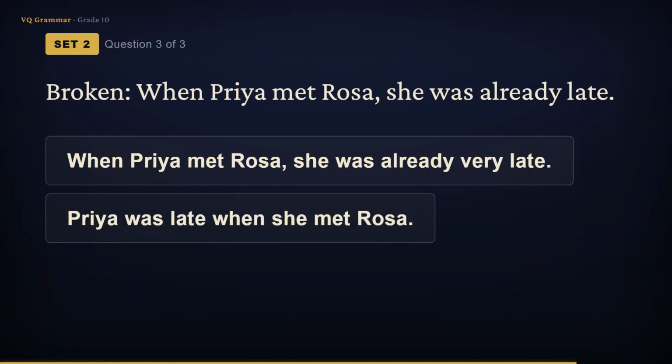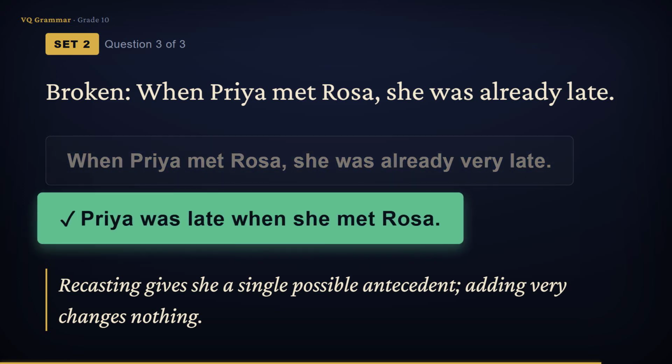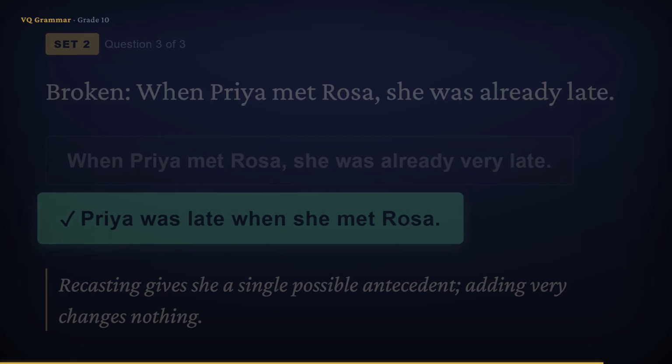When Priya met Rosa, she was already late. Two names, one pronoun, and no way on earth to tell which woman was late. Adding a word like very does absolutely nothing. The ambiguity is still sitting right there. Recast the sentence so the pronoun has one landing spot. Priya was late when she met Rosa. So the second choice is the one that fixes it.